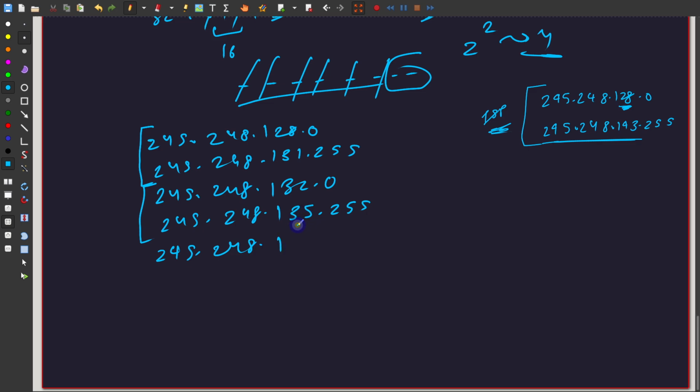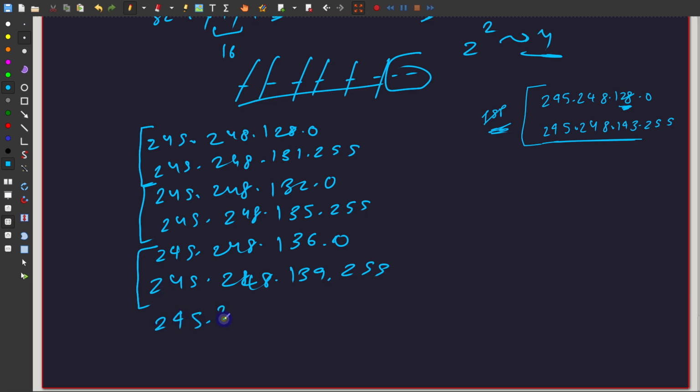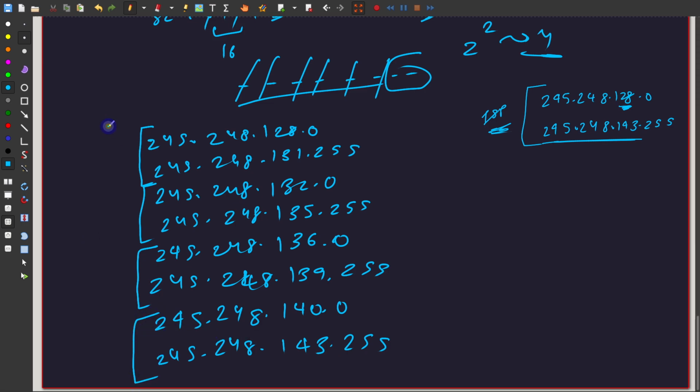245.248.136.0. It has to start from 136 and it has to end at 139.255, and that is one block, right? And then finally 245.248.140.0 to 245.248.143.255, and boom. Would you look at that?